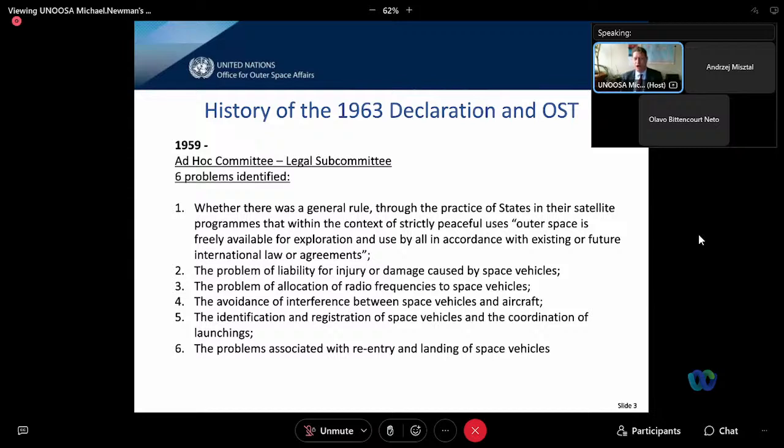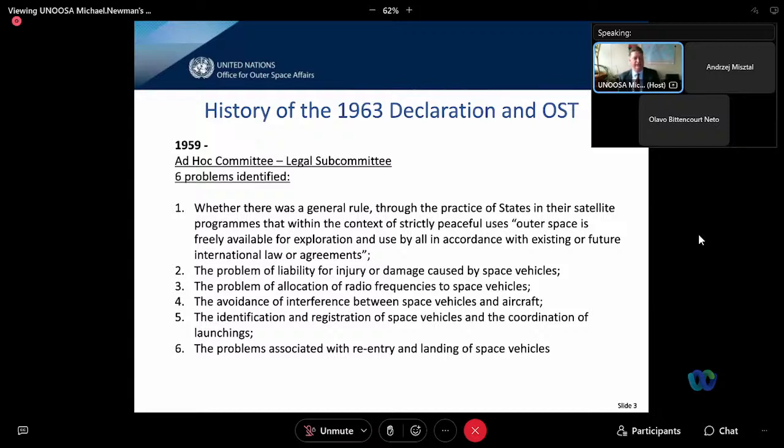Other problems that were identified by the legal subcommittee of the ad hoc committee in 1959 over the course of that year: the problem of liability for injury or damage caused by space vehicles, allocation of radio frequencies, the avoidance of interference between space vehicles and aircraft, the identification and registration of space vehicles and the coordination of launchings, and problems associated with re-entry and landing of space vehicles. So we see that even at this very beginning, these problems were identified that needed to be addressed.